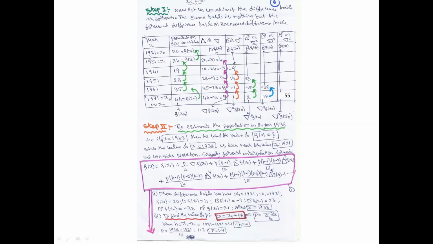Now let us see how to construct this table. In the data, the year is given: 1921, 1931, 1941, 1951, 1961, 1971. In the theoretical part I explained, we call this the argument. In general it is denoted by x, in particular x0, x1, x2, x3, x4, x5, and in general xn. Now the respective population is called the entry, in general denoted by f of x.